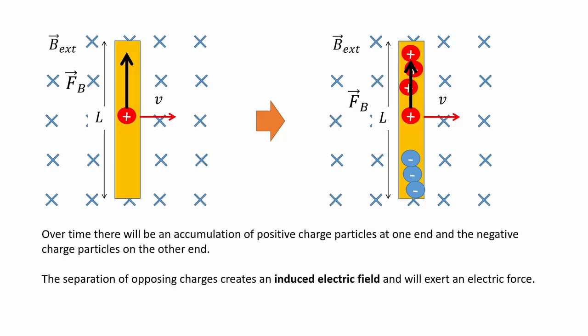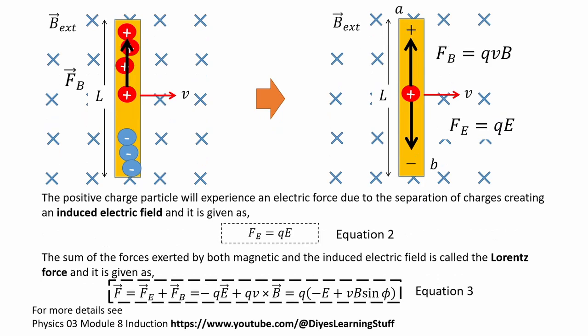The separation of the positive and negative charges produces an induced electric field. The positive charge particle will experience an electric force due to the separation of charges creating an induced electric field, and it is given by equation 2 shown here. The sum of the forces exerted by both the magnetic and the induced electric field is called the Lorentz force, and it is given as equation 3.